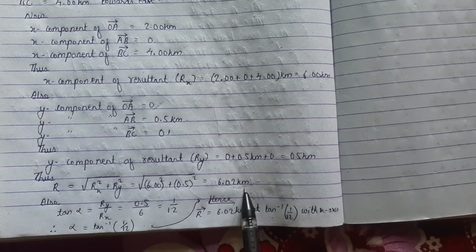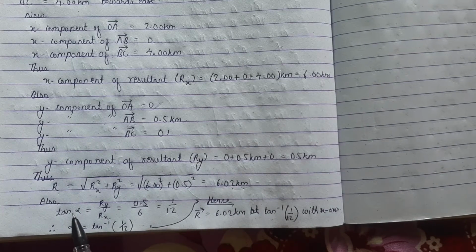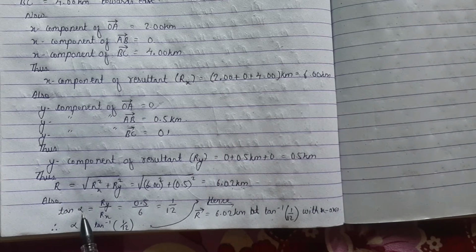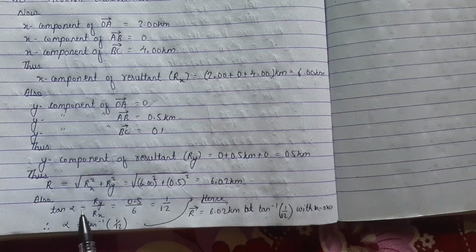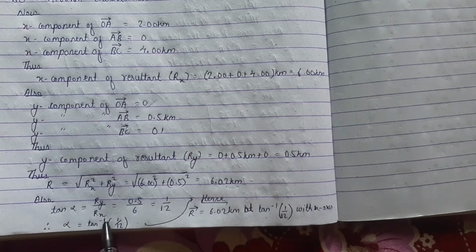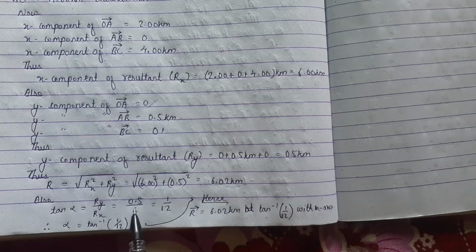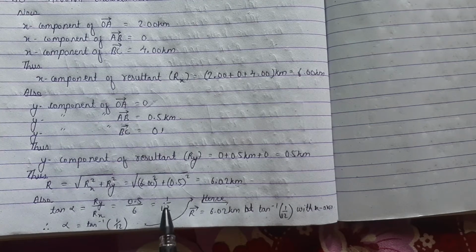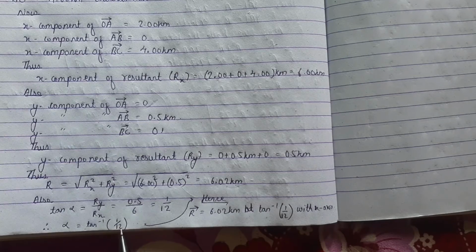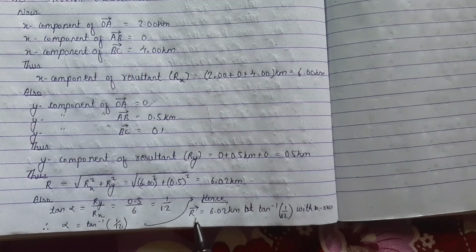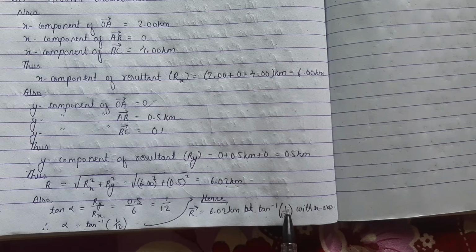Let us also find the angle made by the resultant with the x-axis. Let alpha be the angle made by the resultant with the x-axis. Then we can write tan alpha is equal to Ry divided by Rx. We have the value for Ry as 0.5 and for Rx as 6. It will give 1 by 12. Therefore alpha is equal to tan inverse 1 by 12. Hence R vector, that is resultant vector, is equal to 6.02 kilometer at the angle tan inverse 1 by 12 with x-axis.